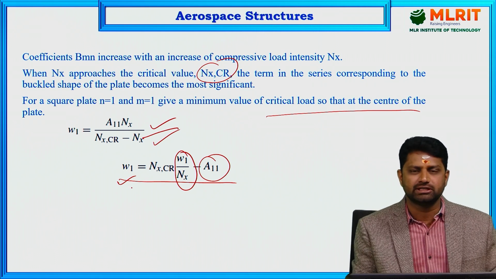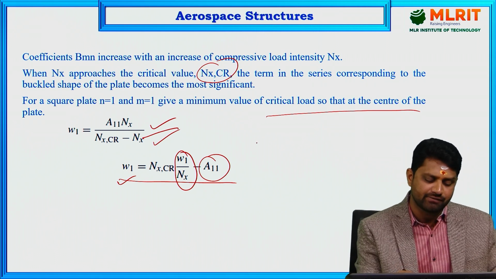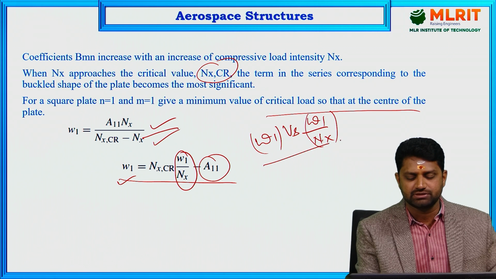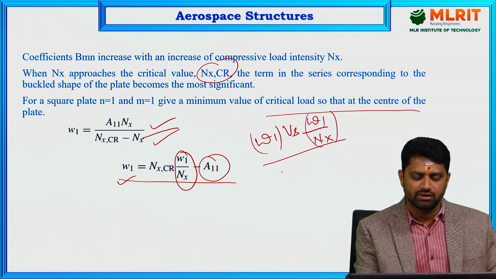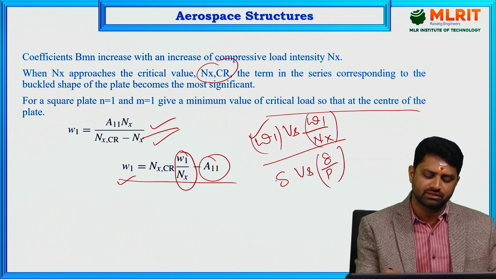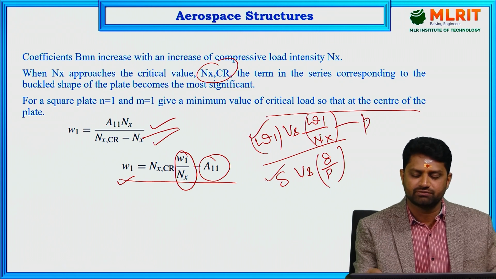So now the Southwell plot. How do you determine it experimentally? You have to plot W1 versus W1 by Nx, where Nx is the load. So it is just like a column. This is for the plate what we assumed, whereas for the column the deflection should be plotted by deflection by load. So here W1 is a deflection, here delta is a deflection. This is for the thin plate we have assumed, and this is for the column.